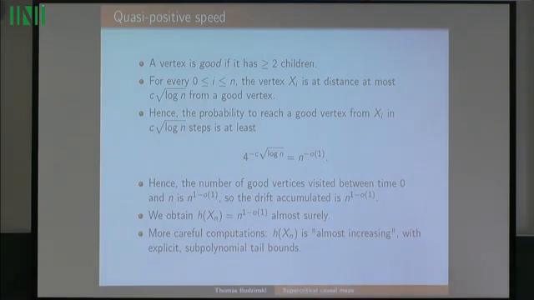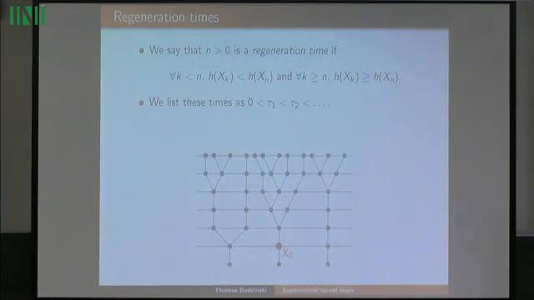Okay. Now, let me move to the second important ingredient of the proof, which are regeneration times. So I say that a time n is a regeneration time if it satisfies those two conditions. The first one means that at time n, my walker discovers some new heat for the first time. And the second means that after time n, I will never go below this heat after.